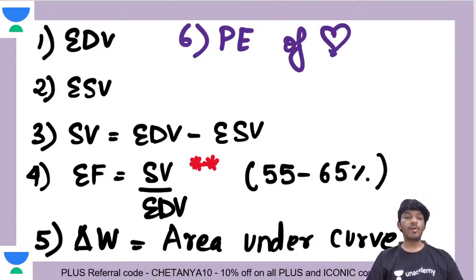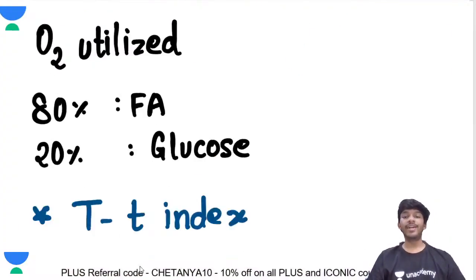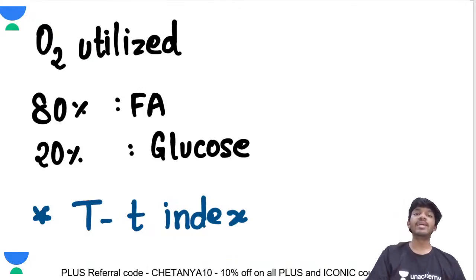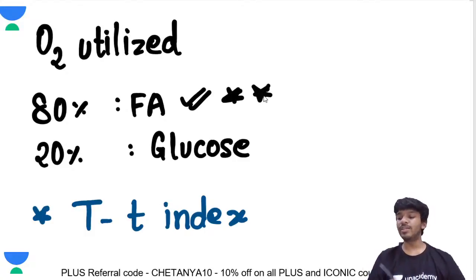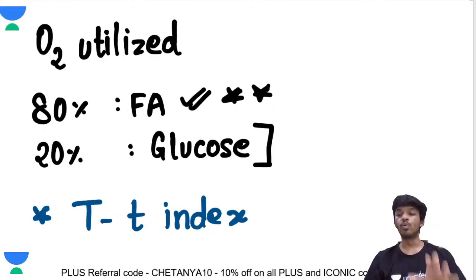From where does the heart get its energy? The heart gets over 80% of its energy from fatty acids. That's a very important point, that the heart relies mainly on fatty acids for energy, and only a mere 20% of the energy is coming from glucose, 80% is coming from fatty acids. And there is something called the tension time index, which means how quickly the heart is developing tension.